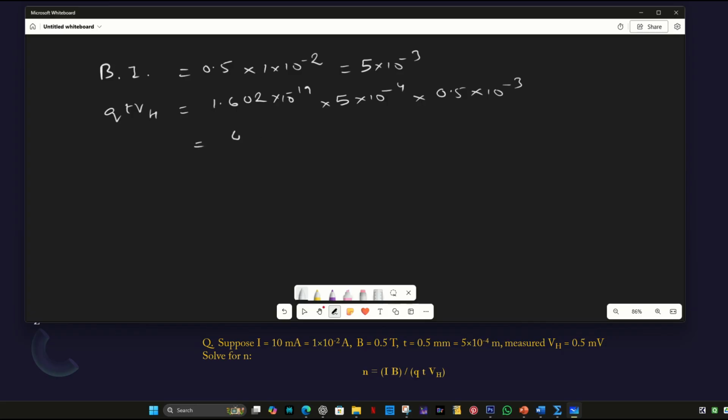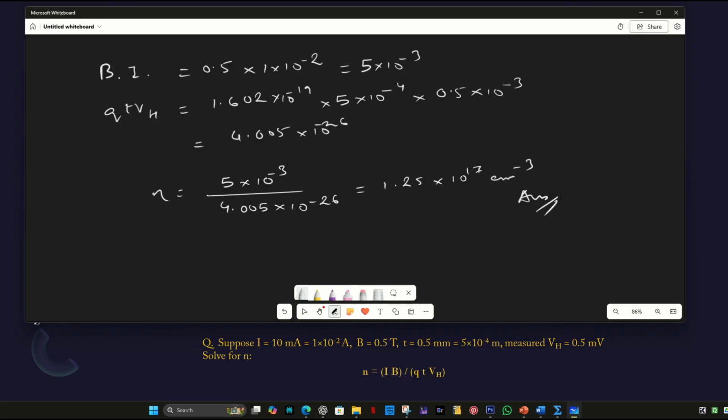After computing, we will get it as 4.005 into 10 to the power minus 26. Now the value of n is given as the ratio of these two, which is 5 into 10 to the power minus 3 divided by 4.005 into 10 to the power minus 26, which comes out as 1.25 into 10 to the power 17. So this is the answer. Thus we can use the Hall effect for solving this type of numericals.